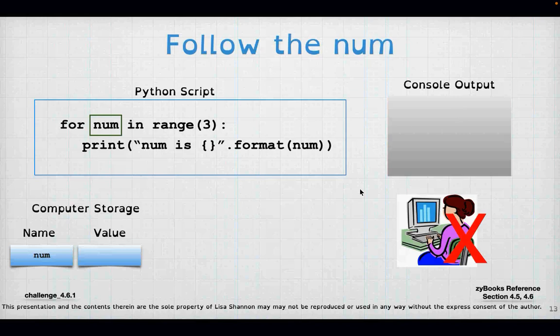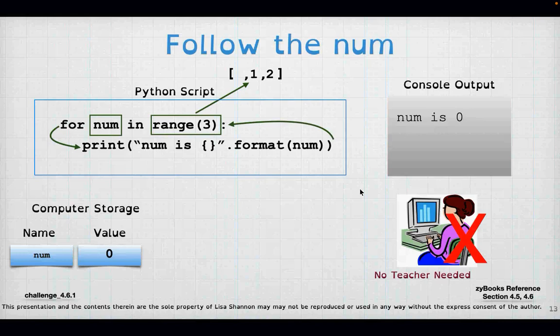So now let's follow this, and we'll see what happens with range. For this one, I'm saying for num in range 3. So range is creating a sequence, 0, 1, and 2. So num becomes 0. I'm going to print num as 0. I go back up to the top of the loop. I'm now going to get 1. I'm now going to say num is 1. I'm going to go back up to the top of the loop. I'm going to get my 2 out of there. And num is 2. And then I'm done.